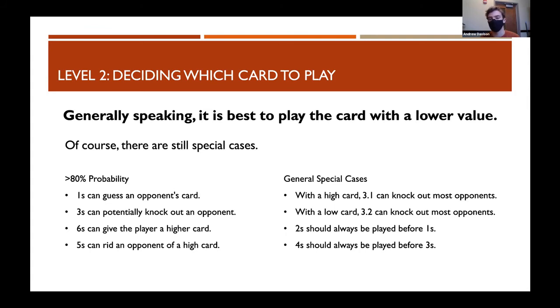So for example, with a high card, it might be a good idea to play a 3-1 because the lower card gets knocked out. And if you've got a high card, most of the time, the other player will have a lower card than you. The same case for 3-2, just with low card. If you have a 2 and a 1, it's generally better to play a 2, just so you can see what the opponent has before you guess, which is what the 1 does. And if you have a 4 and a 3, it's generally better to play the 4 because 3s compare.